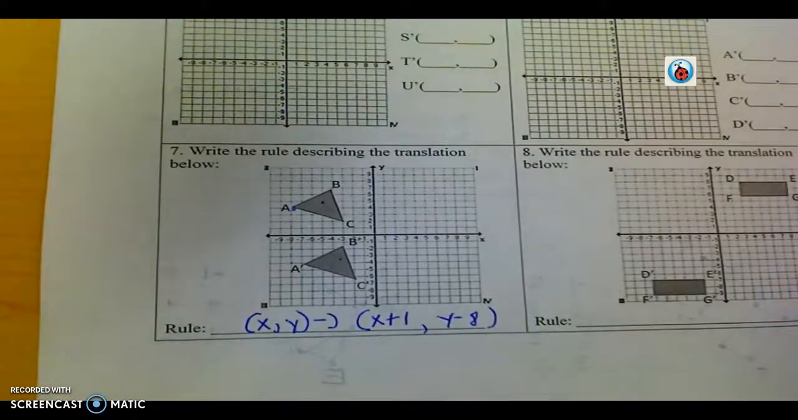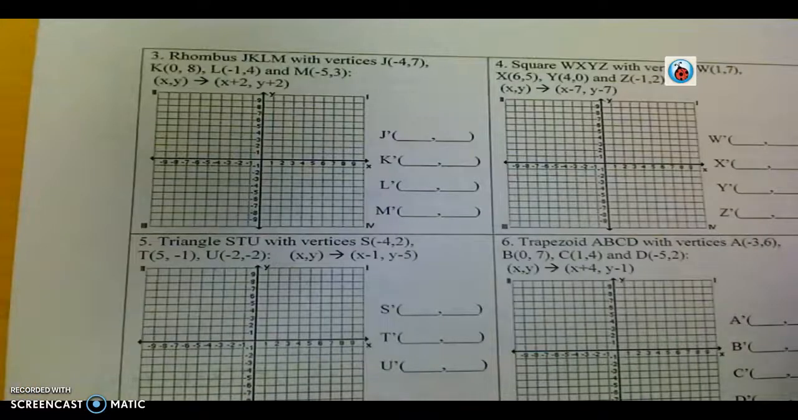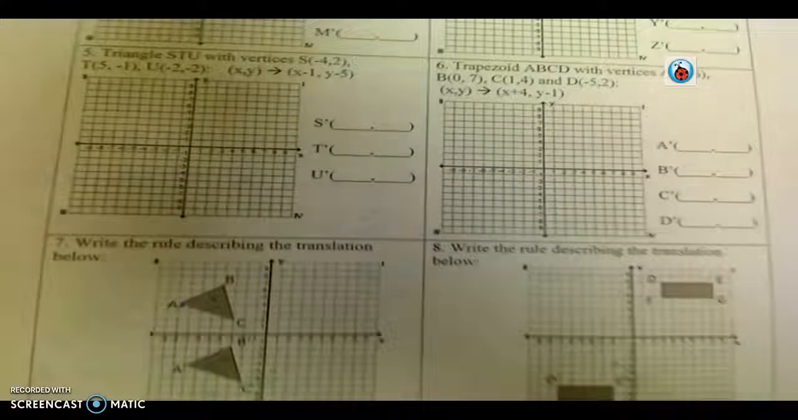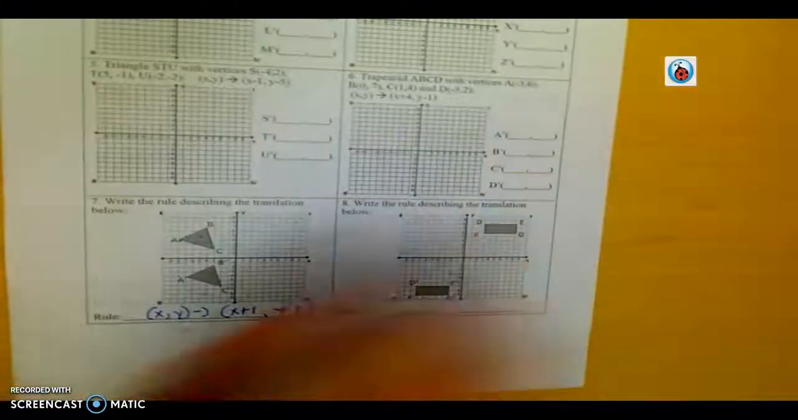Hopefully this makes sense. Please finish 3, 4, 5, 6, and 8. When you're done, have it checked with me, and I'll tell you what to do next. Thanks, guys.